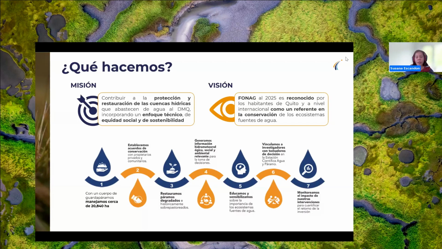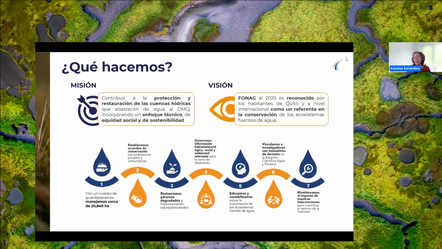How do we do this? Our mission is to contribute to the protection and restoration of the watersheds that supply water to the district of Quito, incorporating a technical, social equity, and sustainability approach through different actions. We have, for example, several programs. We have 5 programs. One of them has a very strong team of protectors, which is basically what is called forest protectors, but we call them differently here. We have 25 forest protectors around our conservation areas and hydric importance sections.